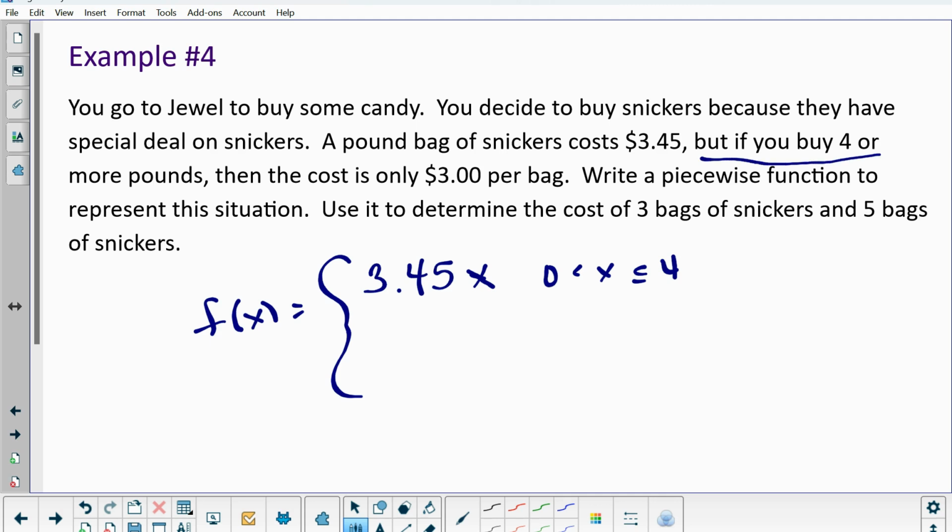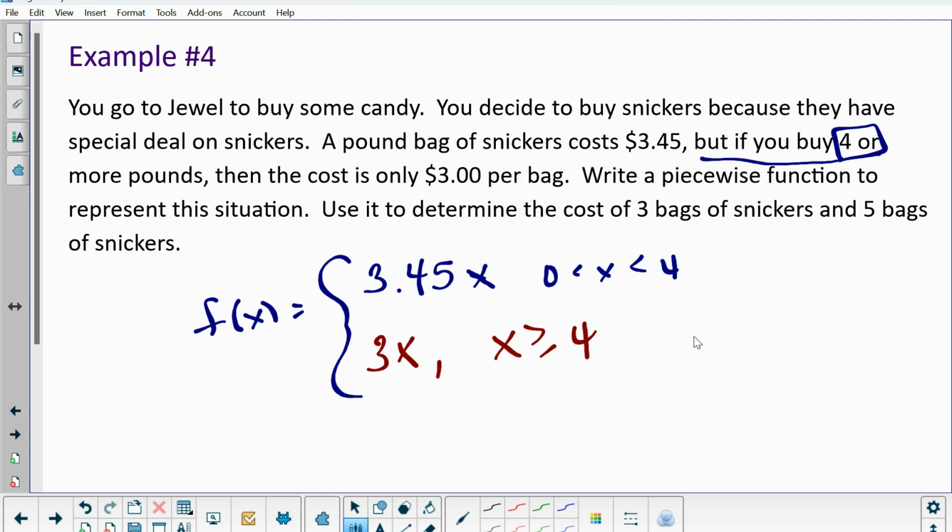And I was reading this right now to make sure I was reading this correctly. If you buy 4 or more, so that means I don't want it to be less than or equal to, I want it to be less than, because the 4 is going to count in the discount. Buy 4 or more pounds, okay? All right, so now here, the next part is where it's a little bit confusing sometimes. So it's going to be $3 for every pound, for every bag. So 3x, but you have to buy 4 or more, okay?